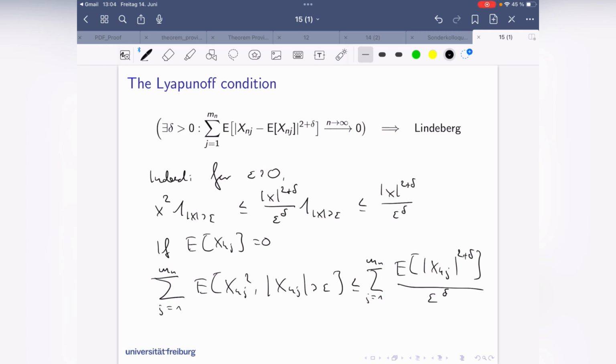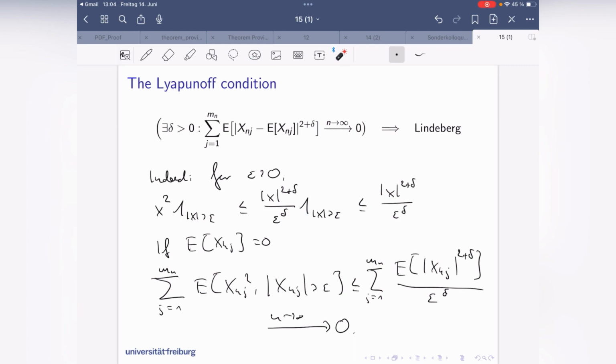If the Lyapunov condition holds, this here converges to 0, and dividing by epsilon to the power of delta doesn't change anything. So as n goes to infinity, this here converges to 0, which means we have just shown that the Lyapunov condition implies the Lindeberg condition.